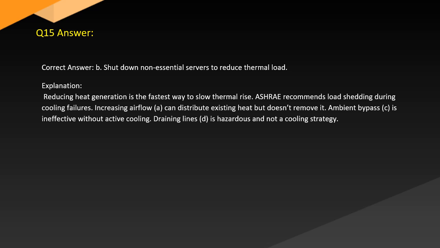Answer. Correct answer: B. Shut down non-essential servers to reduce thermal load. Explanation. Reducing heat generation is the fastest way to slow thermal rise. ASHRAE recommends load shedding during cooling failures.